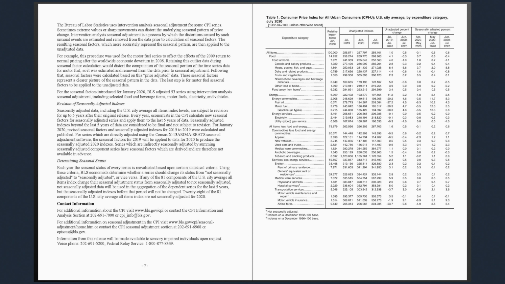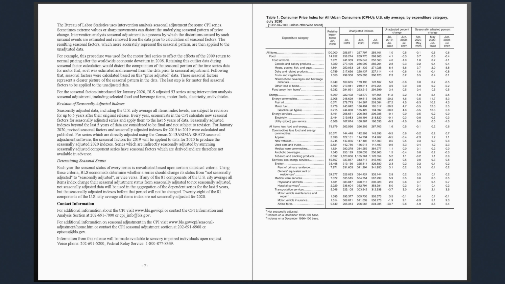For example, this procedure was used for the motor fuel series to offset the effects of the 2009 return to normal pricing after the worldwide economic downturn in 2008. Retaining this outlier data during seasonal factor calculation would distort the computation of the seasonal portion of the time series data for motor fuel, so it was estimated and removed from the data prior to seasonal adjustment. Following that, seasonal factors were calculated based on this prior adjusted data. These seasonal factors represent a clearer picture of the seasonal pattern in the data. The last step is for motor fuel seasonal factors to be applied to the unadjusted data.